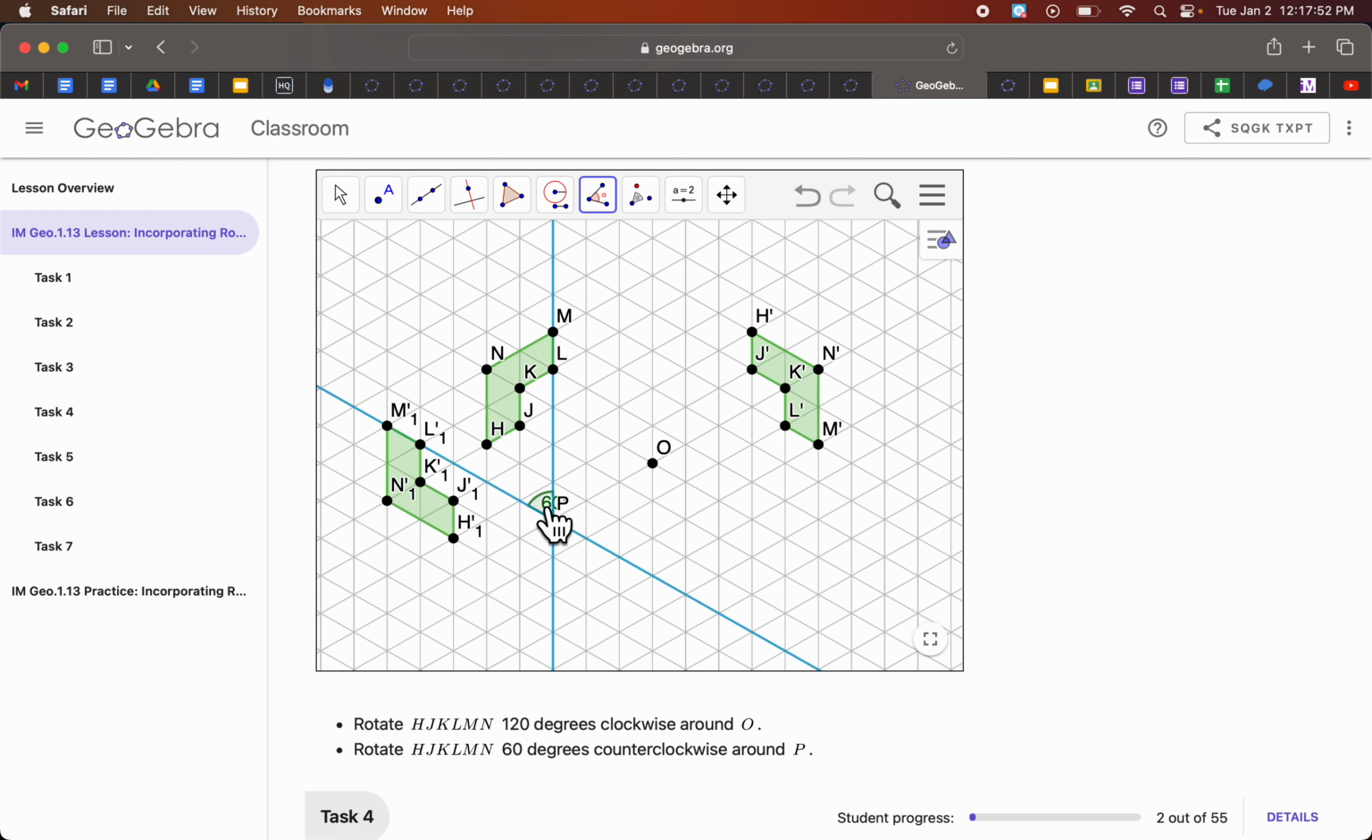If it's 2, then it's 120, and 3 would be 180, right? That would be a straight line. 60 plus 60 is 120, plus another 60 is 180. That would get us a straight line. And then you keep going all the way around until you get 360. All right, cool.